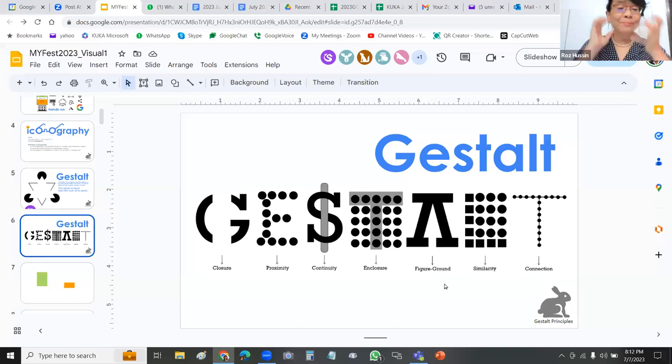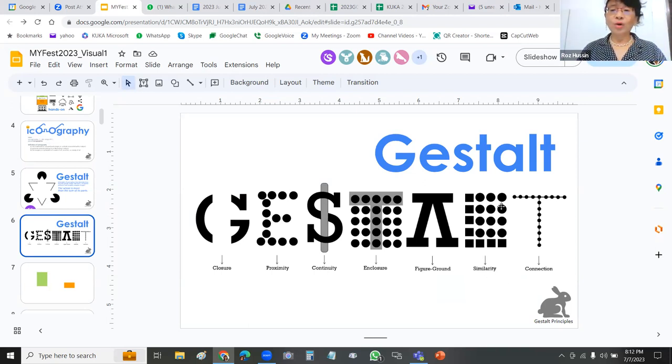So this is an ambiguous thing. When you come to ambiguity or things that could be either this or that, that's where you can actually start hiding messages, subliminal messages in what you create. The sixth one is called similarity.